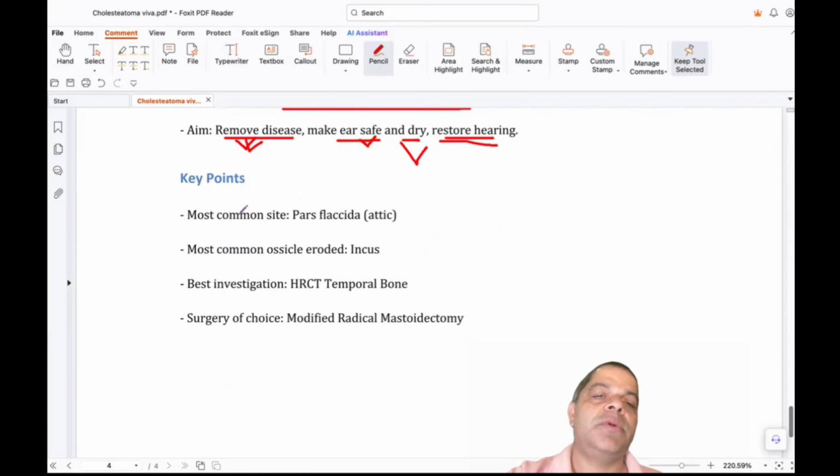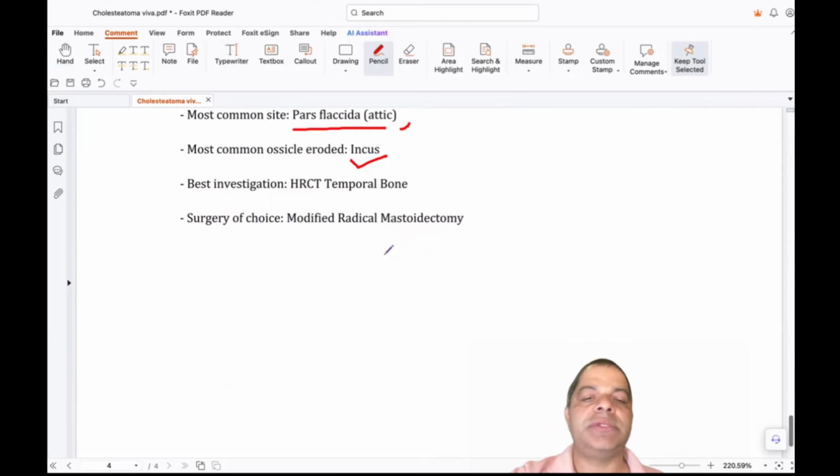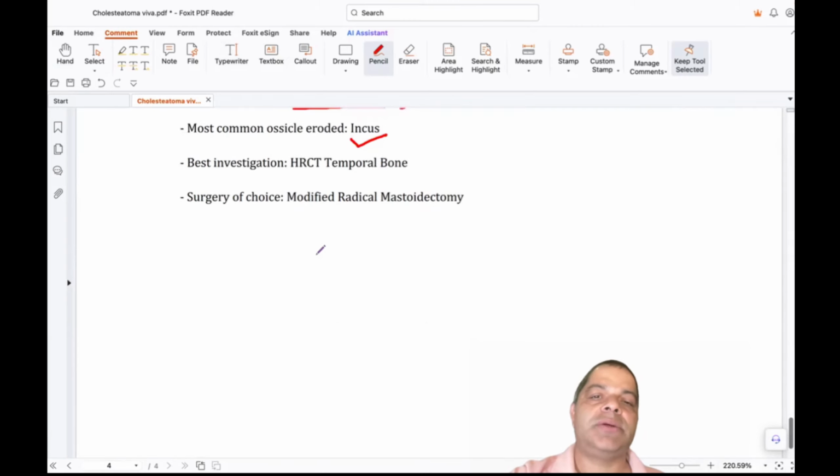So, key points. Most common site of cholesteatoma is pars flaccida; another area is the posterior superior quadrant. The most commonly eroded ossicle is the incus. What is the best investigation to see the disease and extent of disease? HRCT temporal bone. Surgery of choice is modified radical mastoidectomy. I think I have included all the main key points here for the cholesteatoma viva. Thank you for today's session.